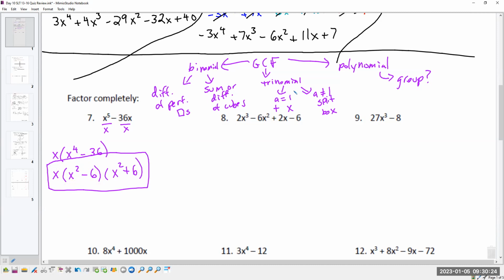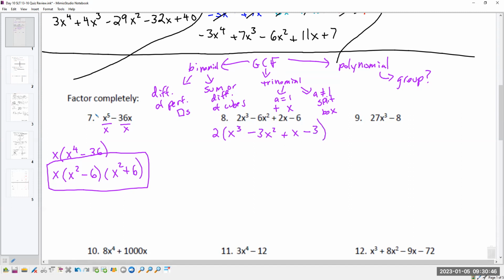When I go to look at number 8, again, you have to start. Don't be like, oh, 4 terms, it groups. Make sure you start at the top. Is there a greatest common factor? There is. I can divide all 4 of these terms by 2. So that's how I'm going to start. Oop, that should be a 3.